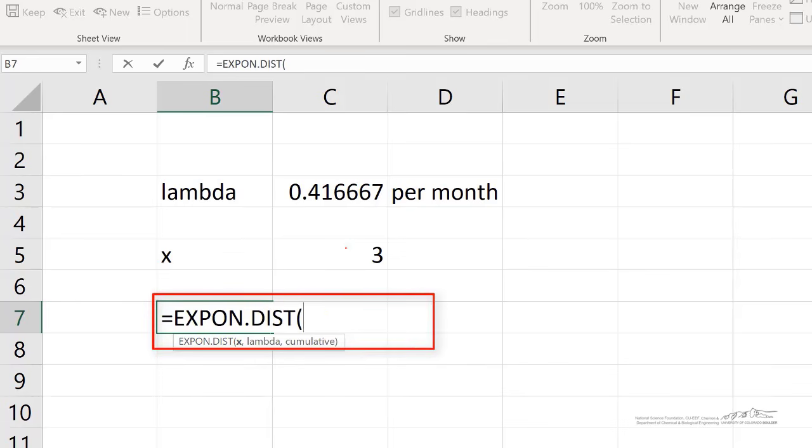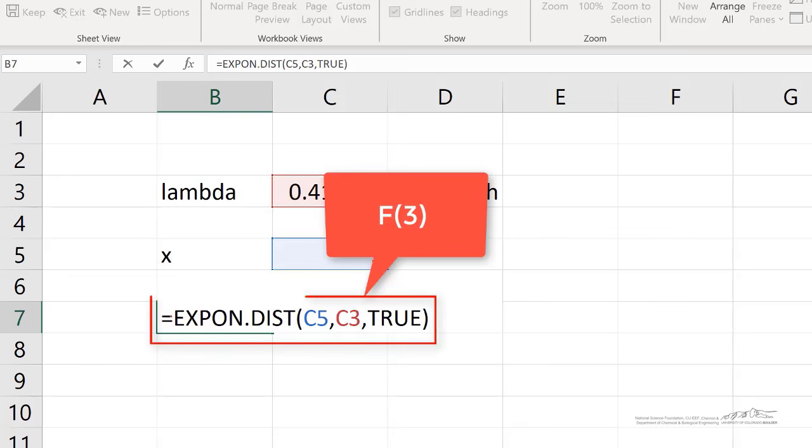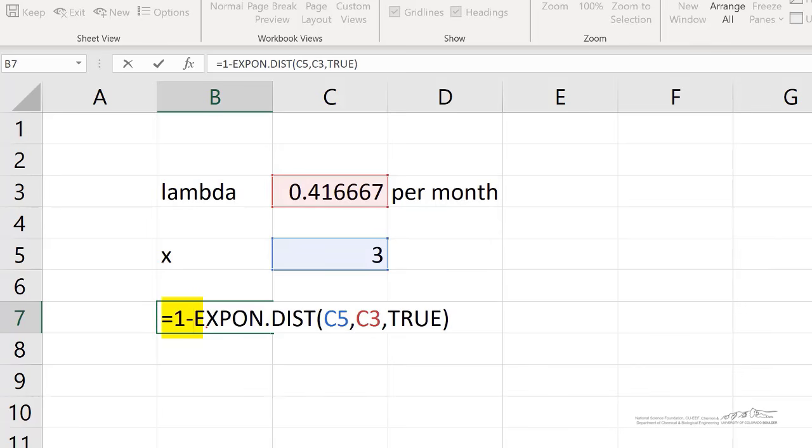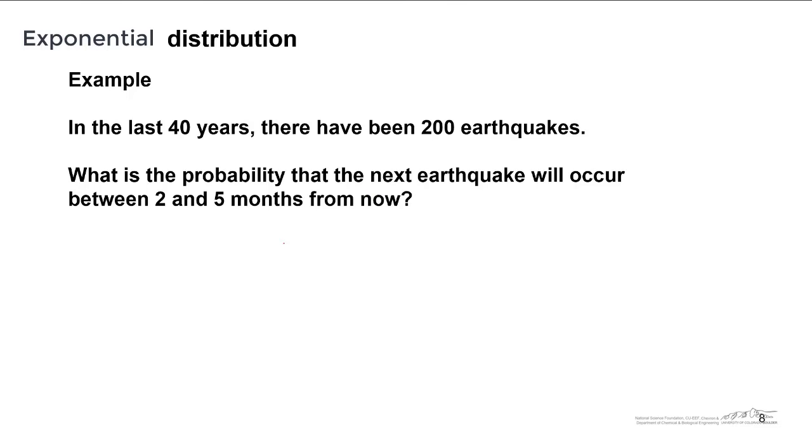The x value of interest is 3. Lambda is up here. I've calculated 5 over 12, and I want to do cumulative. So this would give me capital F of 3, up to 3, but in order to get greater than 3, I have to subtract that from 1, and we get the same result that I did using a calculator. Let's go through one more quick example.